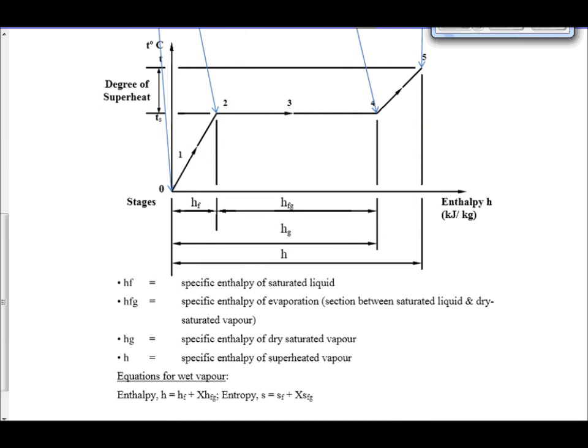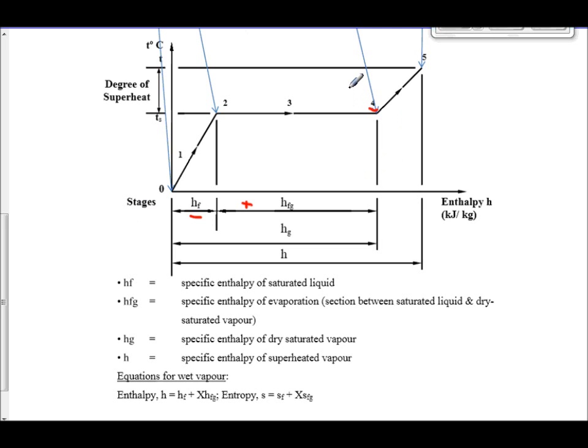So there's a reminder then of what all these terms mean. Hf is the specific enthalpy. Specific means per kilogram. All of your quantities in the steam property tables are listed per kilogram. Specific enthalpy of saturated liquid is Hf. Hfg is the specific enthalpy of evaporation, or vaporization as it's called sometimes, and that is the period between the two saturation lines, liquid and dry vapor. Hg is the specific enthalpy of the dry vapor, and H is the specific enthalpy of superheated vapor. Now, you'll notice that in order for us to evaluate the enthalpy up to dry vapor point, that is 0.4 here, it's going to be Hf plus Hfg to get us from point 0, if you like, up to 0.4. That is to get it up to dry vapor. It's going to be Hf plus Hfg.